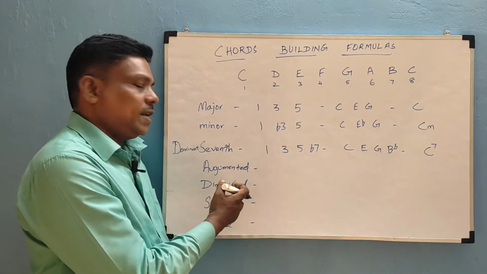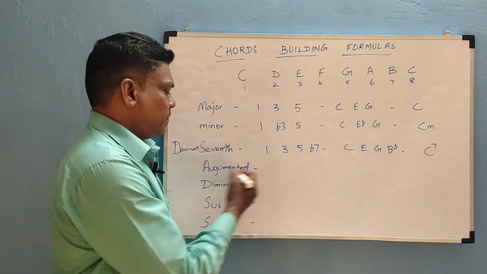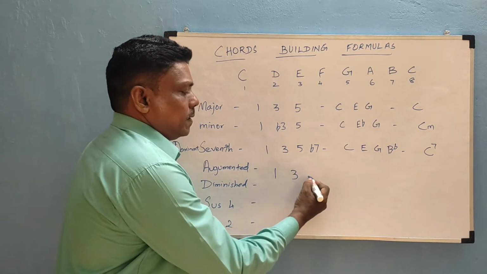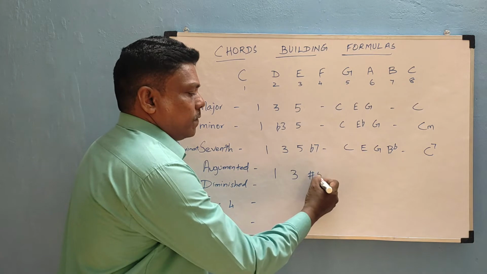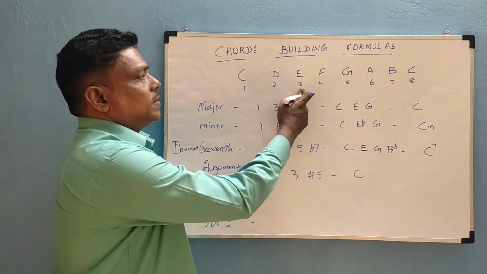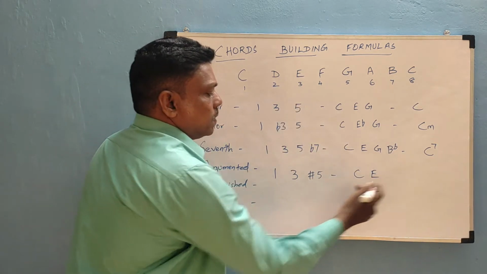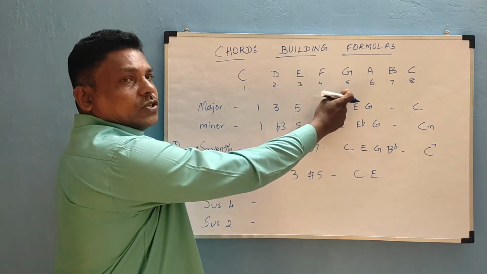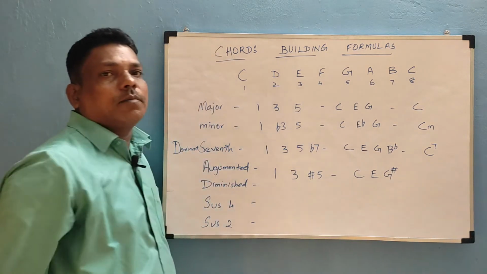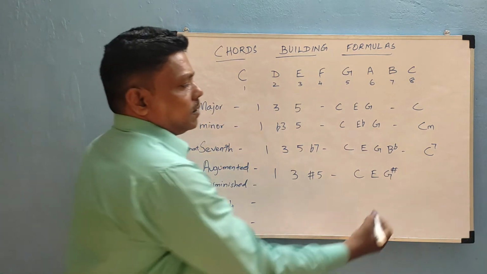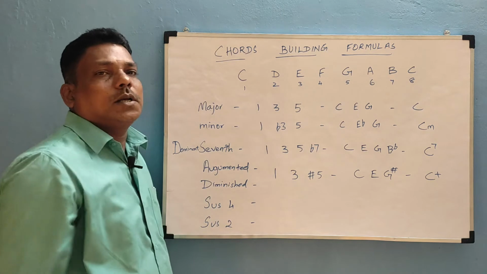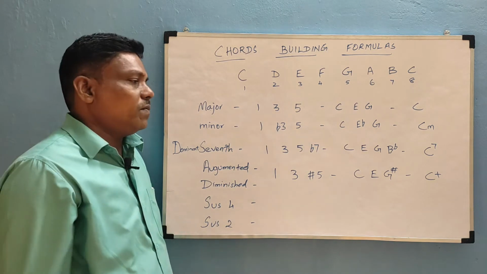Augmented. This is a different type of chord. For the augmented chord the formula is 1, 3, sharp 5. So 1 is again C, 3 is E, sharpened 5th degree, 5 sharp means G sharp: C, E, G sharp. For augmented, the symbol is a plus symbol. That is the symbol for augmented.